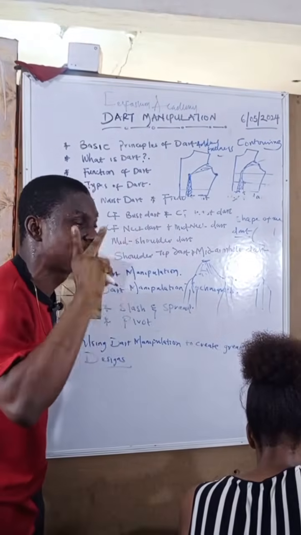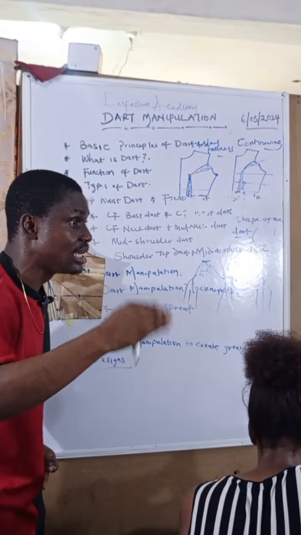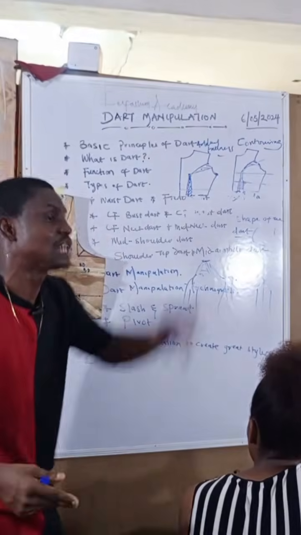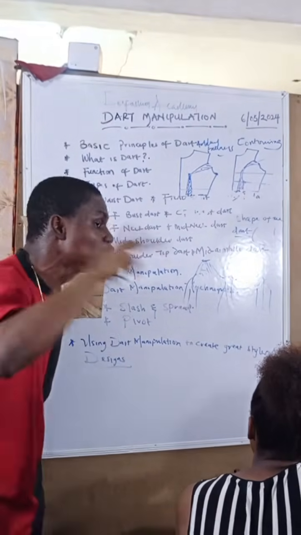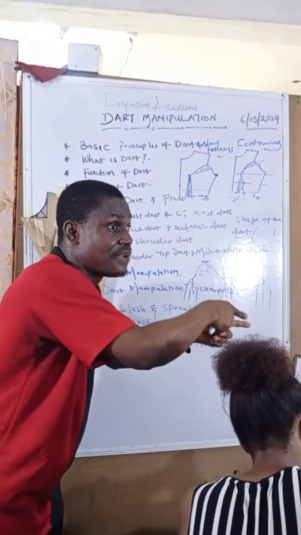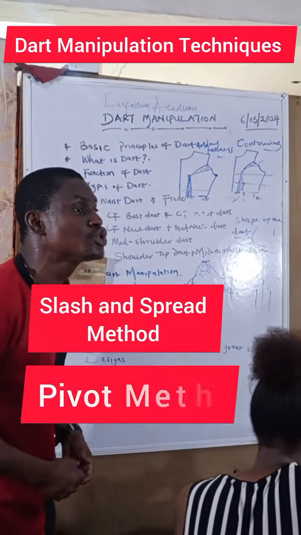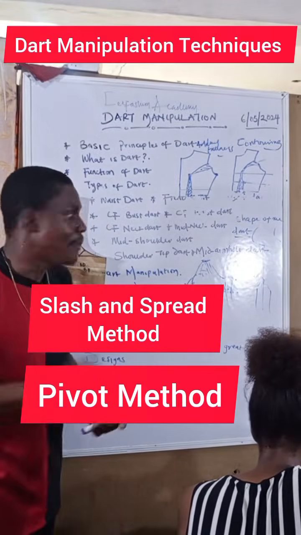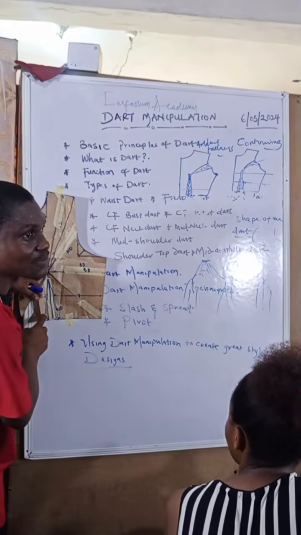We have two types of dart manipulation techniques. We already know what dart manipulation is. Do you understand? Transferring the dart from one position to another in order to achieve a perfect fitting and everything. So there are two techniques we use to manipulate it in order to achieve a perfect fitting. Those two techniques are the slash and spread method and the pivot method. Do you understand? I'll be able to explain it. What you are seeing here is actually the slash and spread method.